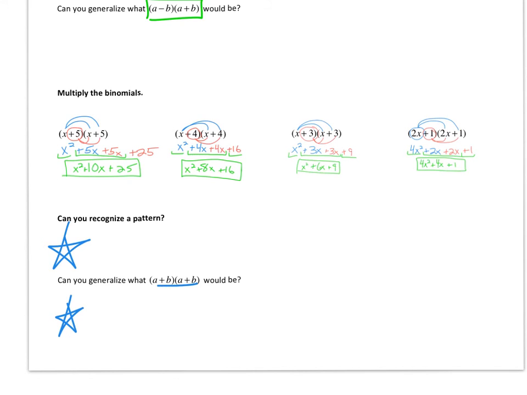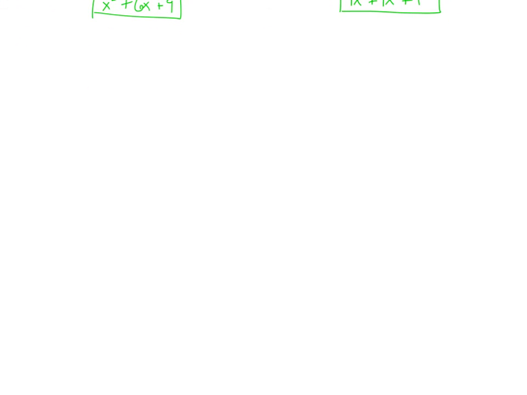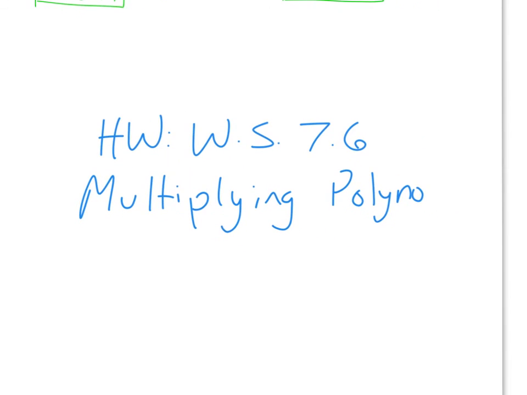At this point though, if you are done with the notes and you're done with the video, here's what I would like for you to do. On the cart, the blue card over there, there should be your homework assignment. Your homework is going to be worksheet 7.6, which is multiplying polynomials with special cases. That's kind of what we looked at today, was we looked at multiplying polynomials with special cases. That is going to be your homework.